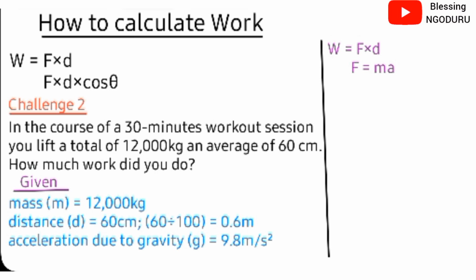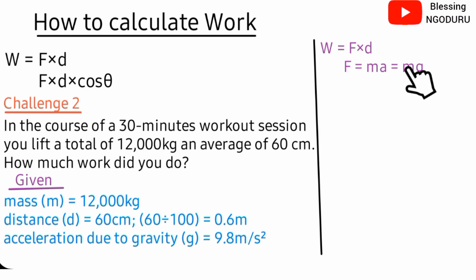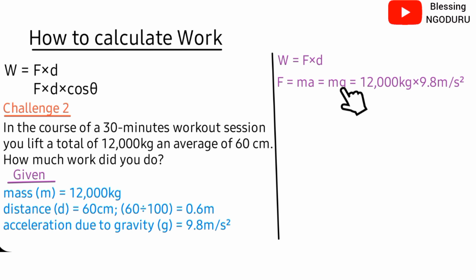But because we are considering the work done in lifting this load of 12,000 kg, we'll consider the work done under the influence of gravity. So the force becomes mass times acceleration due to gravity. Force equals mass, 12,000 kg, times acceleration due to gravity, which is 9.8 meter per second square. 12,000 times 9.8 gives 117,600 Newton. Remember, we said the unit of force is the Newton.